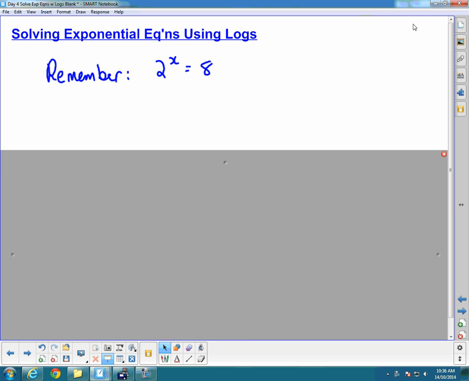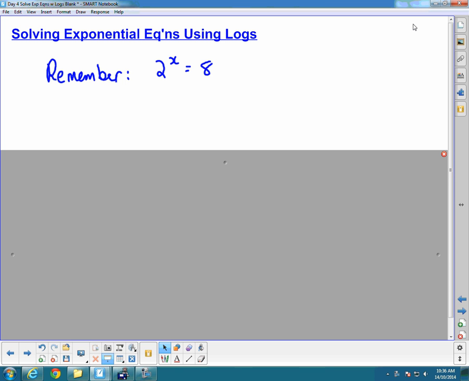Okay, so what we're going to do today is solve exponential equations using logarithms. In the past we've been looking at polynomial equations and we solved them, so we found x values to make the statement true. We did it again last unit with rational expressions, finding the x values to make the statement true. So we're going to do the same thing with exponential equations.